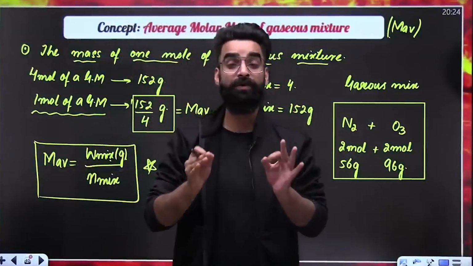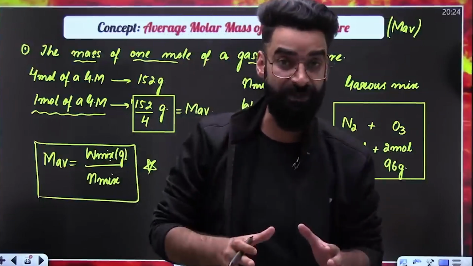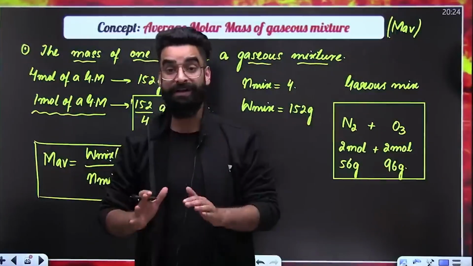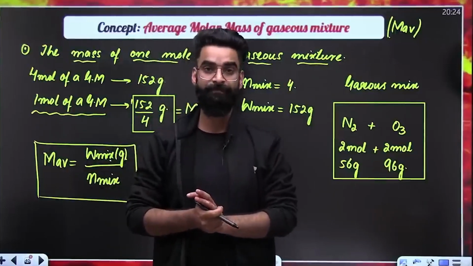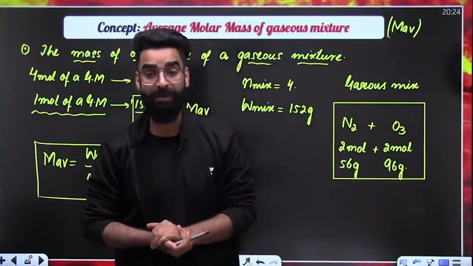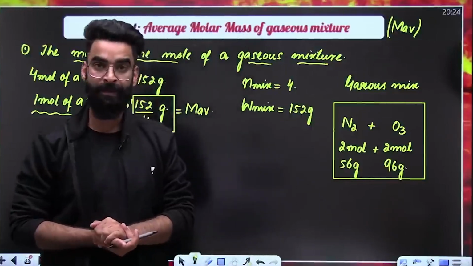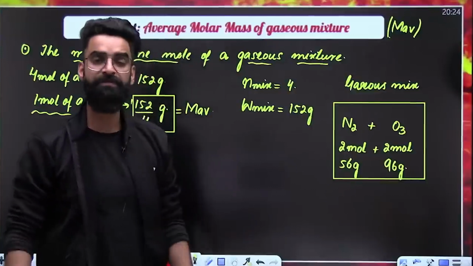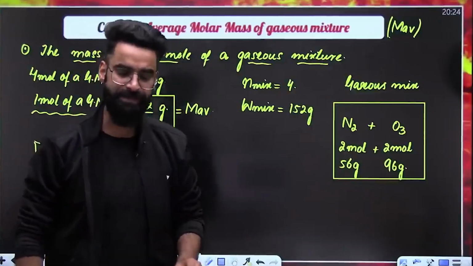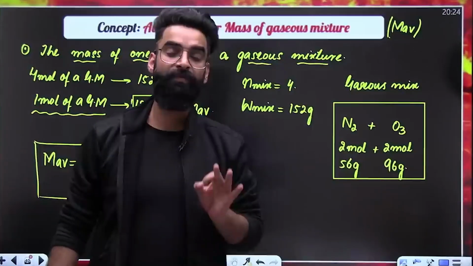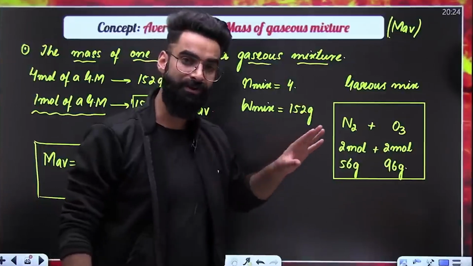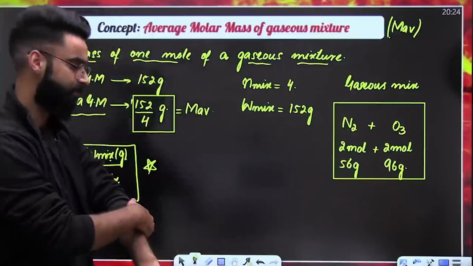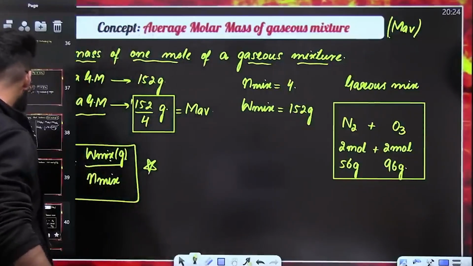First of all, in order to define the average molar mass of the gaseous mixture, what do we have? There should be 2 or more than 2 chemically non-reacting gases. The mixture should contain 2 or more than 2 chemically non-reacting gases. And whatever will be the mass of 1 mole of a gaseous mixture, that's something which you call the average molar mass. Students, there are many results which we are going to generate over here to calculate the average molar mass of the gas. Let's have a look at those results.